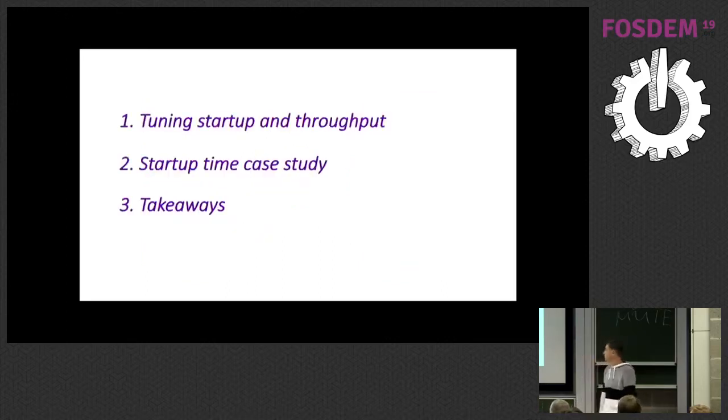So this talk is going to be 3 parts. First part, we want to talk about how we tune the runtime for startup and throughput, so that the out-of-box installation that you have on .NET Core or desktop is actually performing. The second part, Sergey will walk us through a startup time case study. And the third part, we will do some sort of takeaway.